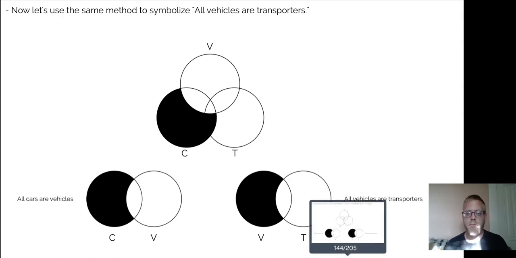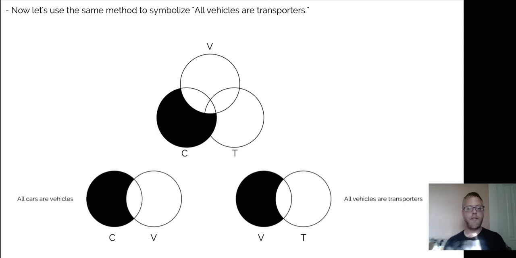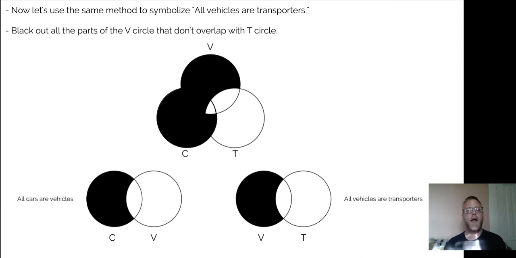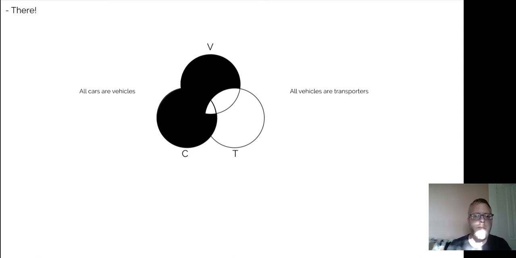Now let's do the same thing for all vehicles are transporters. This is black out all the parts of the V circle that don't overlap with the T circle. So here's the overlap, so we want to black out everything else, same way we just did for all cars are vehicles. And this is what we get. A weird kind of picture, but this picture has a lot of meaning, and hopefully you can see what it means. So now we've represented both of these statements in one big diagram.